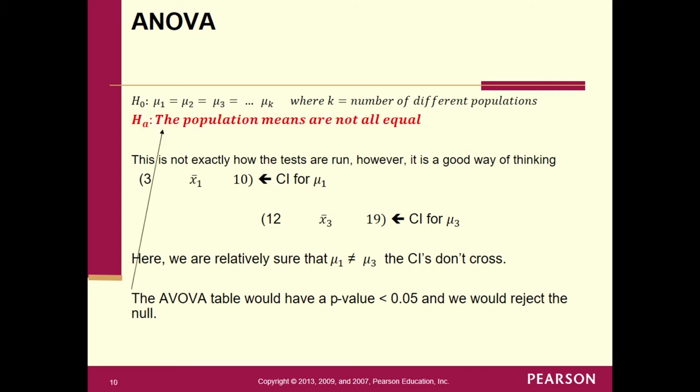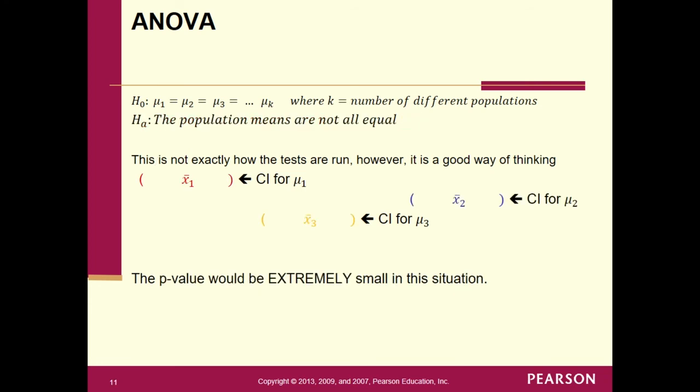Okay, so if that was the case, that would tell us that the population means are not all equal. All right. So let's say that we had this example where you had the confidence intervals and the X bars pretty far spread out from one another.